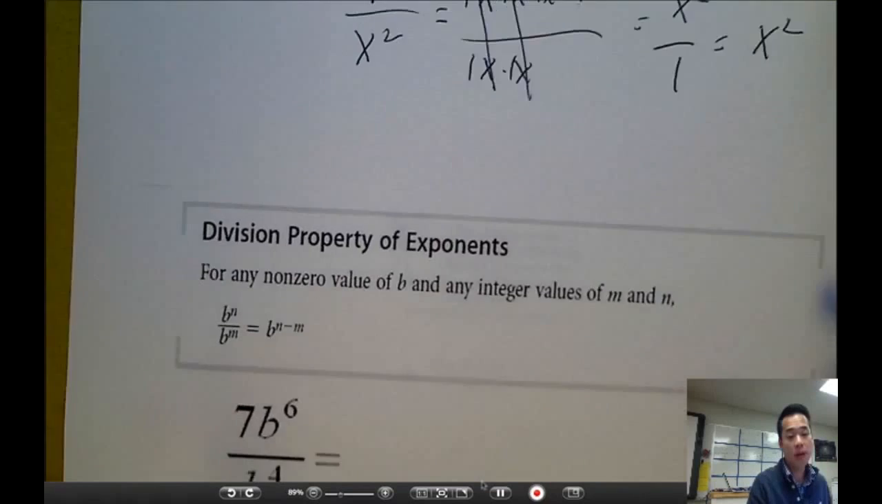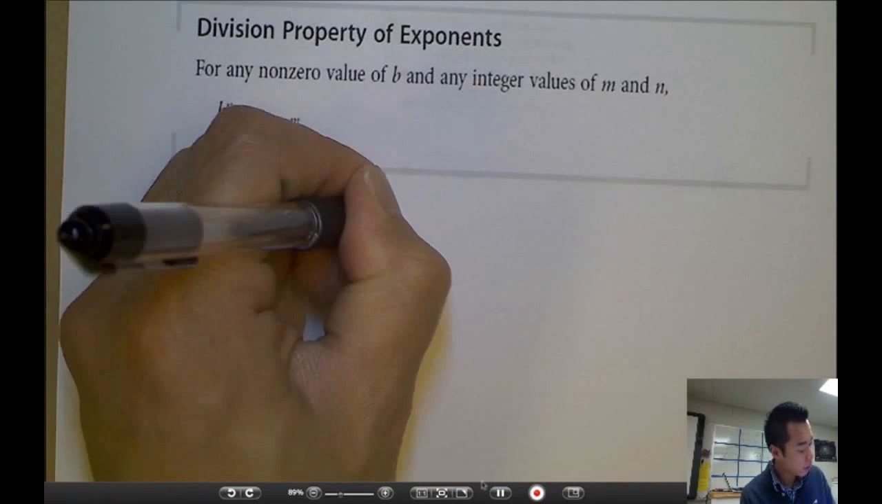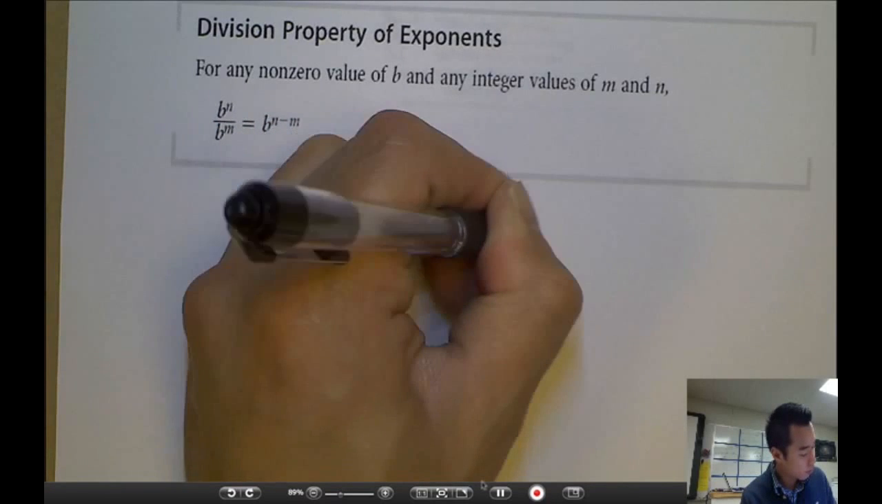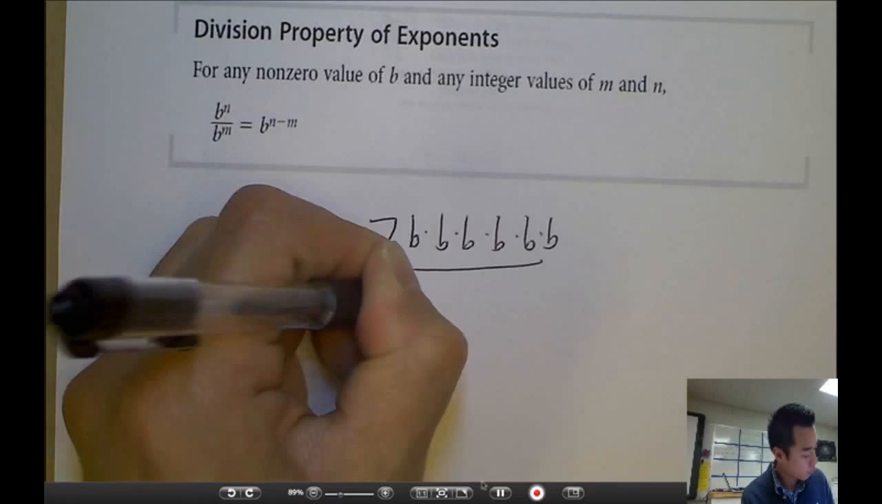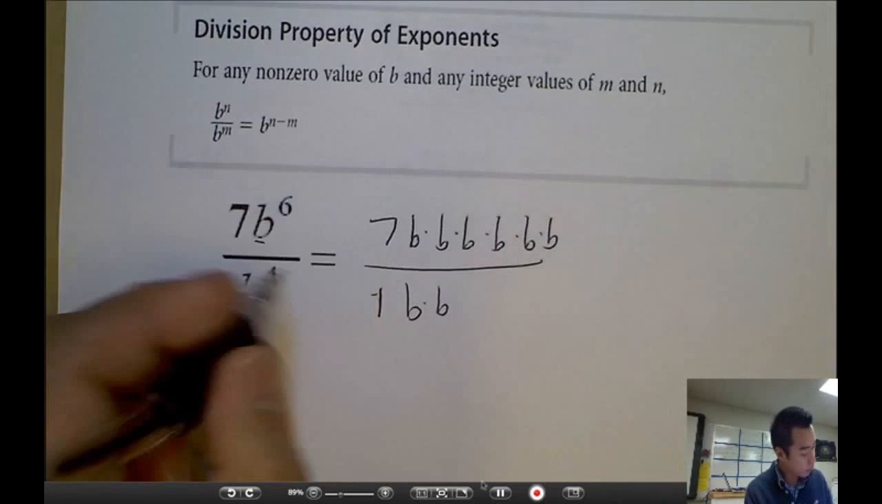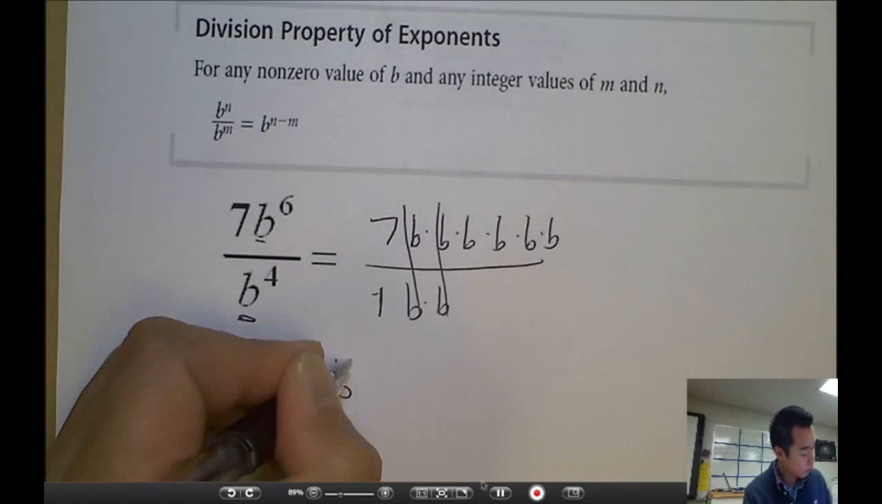But because we know that our values have the same base here, I'm just going to go 7b times b times b times b over the same thing. There's a 1 here, so 7 divided by 1 is 7. These are gone, so all I have left is b to the fourth.